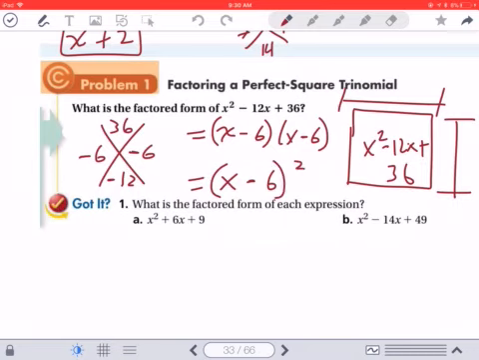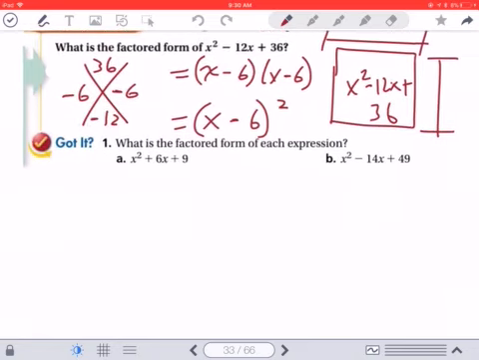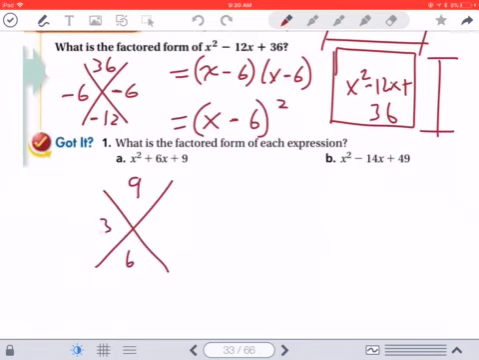All right. Try these two, the got it problem, A and B. Pause the video, try these two. All right, again, assuming that you paused it, let's figure out what these factor into. They're both squares, so I know that the dimensions are going to be the same, the length and the width. What multiplies to 9 and adds to 6? It's going to be 3 and 3. So this is going to factor into x plus 3 squared, or x plus 3 times x plus 3.